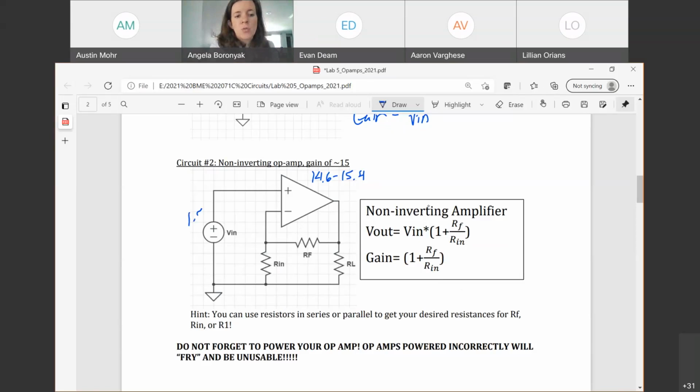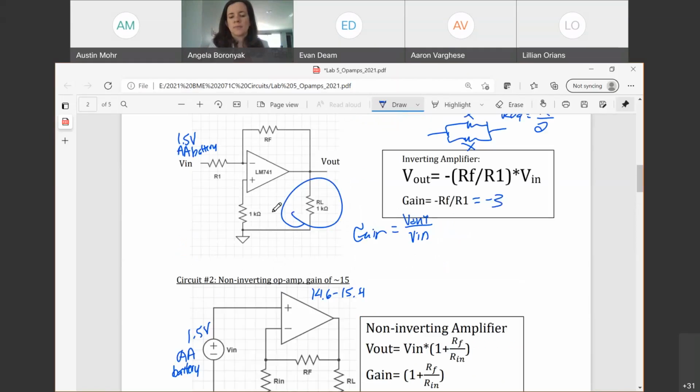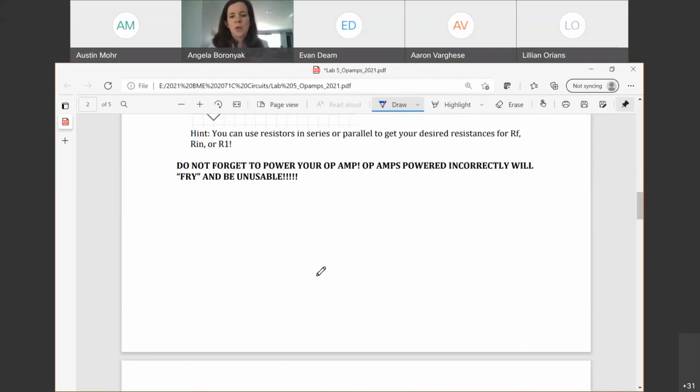Again, this voltage in, we're going to use a 1.5 volt source, which is going to come from just a single AA battery. We did 4 AAs before to make 6 volts, we're now doing 1.5. Again, you can use resistors in series or parallel to get desired RFs, Rns, or R1s, whatever I've called them here. So keep that in mind. But you need to use only values in the table.